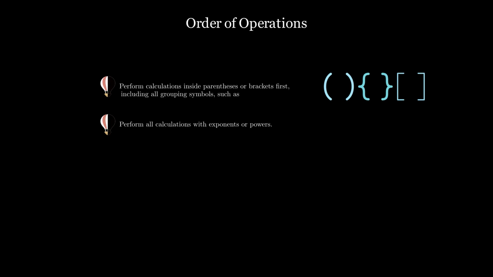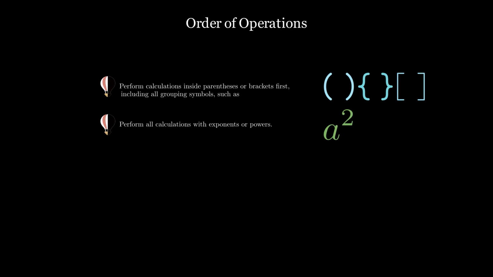The second rule is to perform all calculations with exponents or powers. Once we have solved what's inside the parentheses, we move on to calculations involving exponents, also known as powers. If you remember from the previous lesson, an exponent is a number that tells us how many times to multiply a base number by itself. For example, a squared. 2 is the exponent here and a is the base number. It tells us to multiply a by itself 2 times. So we always solve exponents or powers after parentheses or brackets.